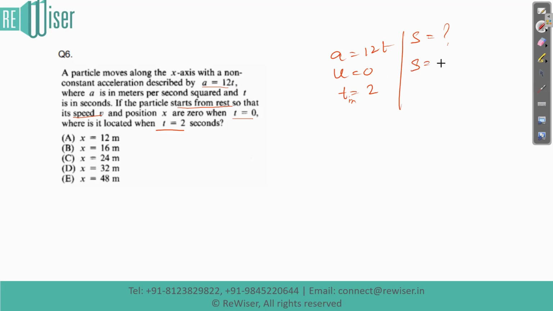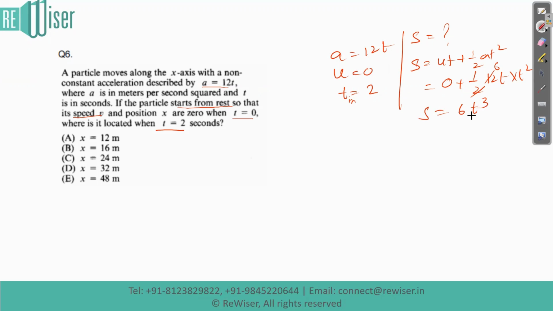So s, or the distance traveled, will be ut plus half at square. Now this u is 0, so this term becomes 0. Half into 12t into t square, so this gets cancelled. So we get 6t cube, s is equal to 6t cube.